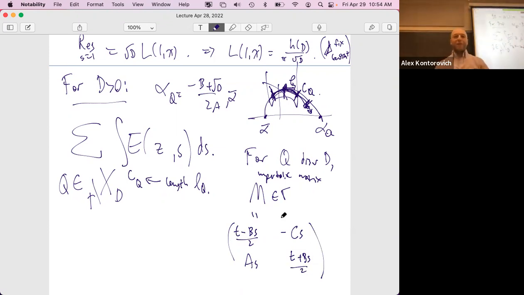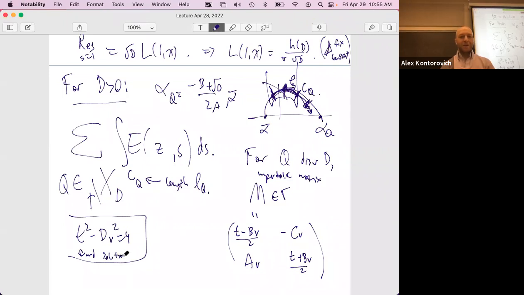Yeah, good. And I have a note that I'm going to get a clash with this complex number S, so I had better change these S's to V's. Where again, T squared minus D V squared is equal to 4 is a primitive solution, a fundamental solution, so that I don't go over the geodesic twice. I only want to integrate over the geodesic once. So this is our matrix in SL2Z corresponding to the quadratic form Q.